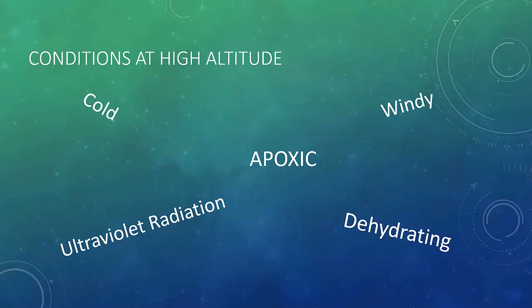So there are a lot of conditions at high altitude that are going to be impacting an organism. It's typically extremely cold, windy, dehydrating, and there is a high level of ultraviolet radiation. So essentially, it's considered an extreme environment. Furthermore, and more importantly, high altitude environments are hypoxic. So this means that they have reduced atmospheric oxygen. And this induces physiological stress as oxygen is critical to metabolic activity in vertebrates.